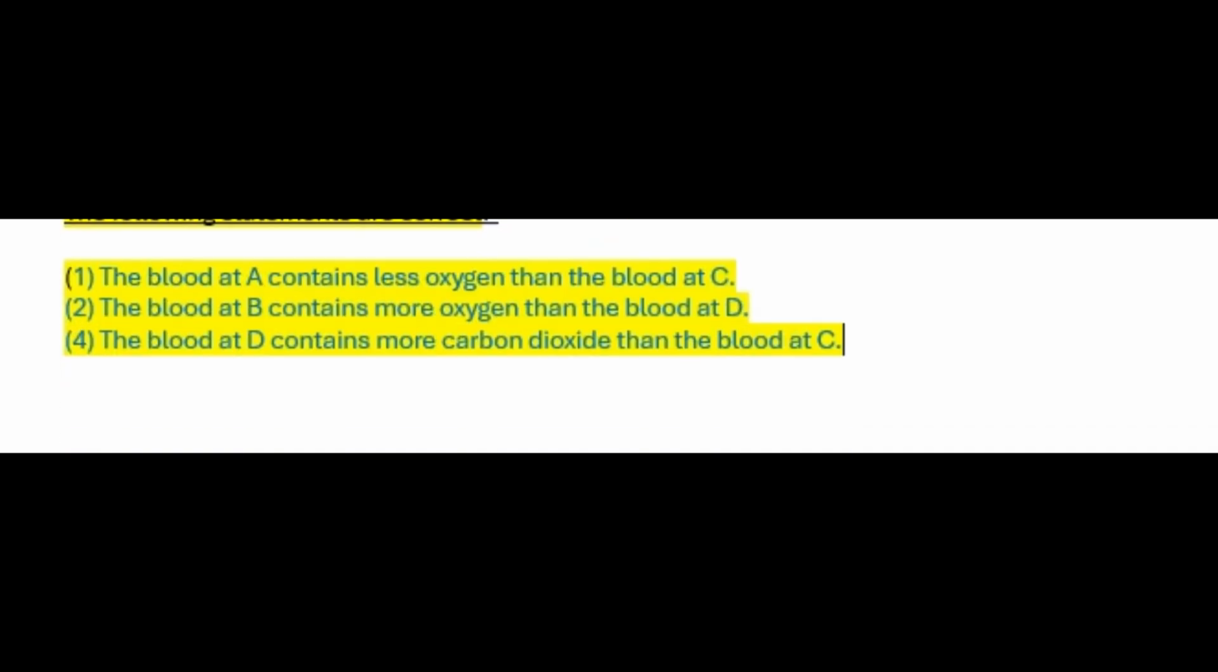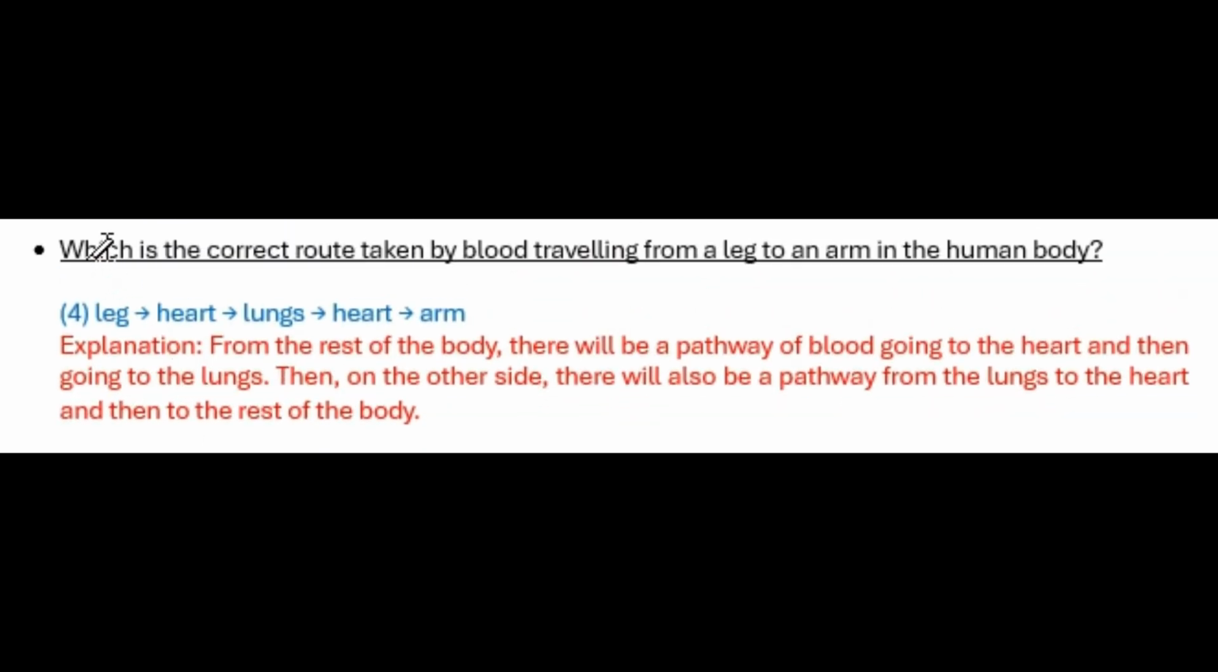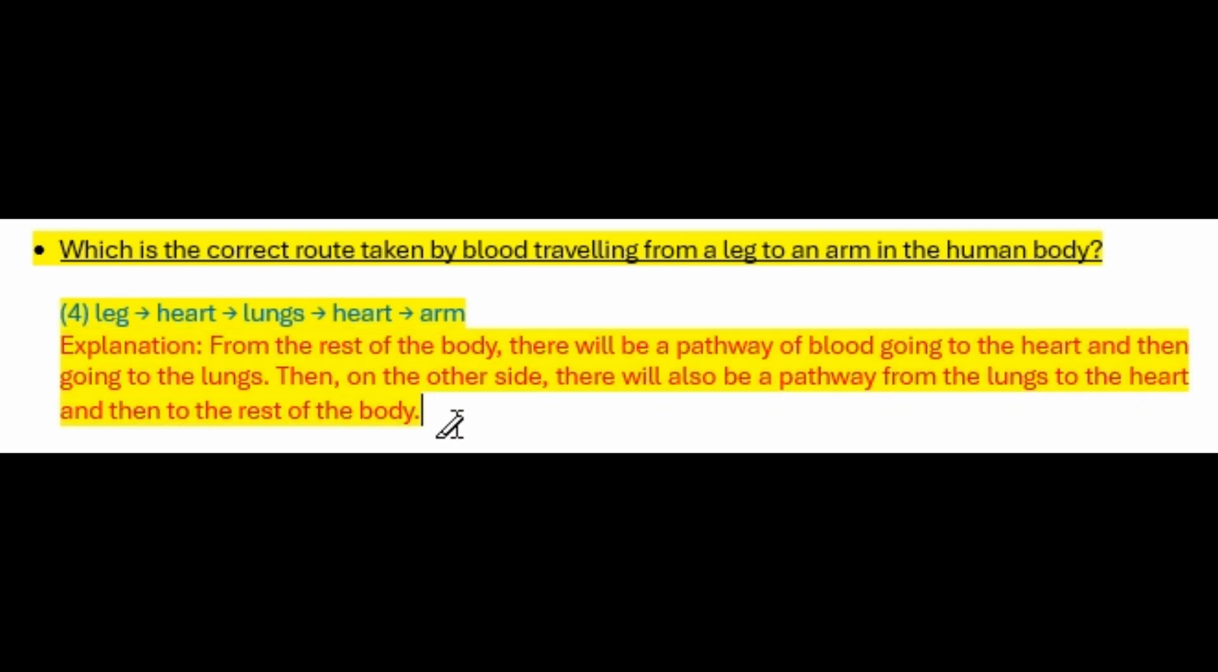Which is the correct route taken by blood traveling from a leg to an arm in the human body? 4. Leg, heart, lungs, heart, arm. Explanation: from the rest of the body, there will be a pathway of blood going to the heart and then going to the lungs. Then, on the other side, there will also be a pathway from the lungs to the heart and then to the rest of the body.